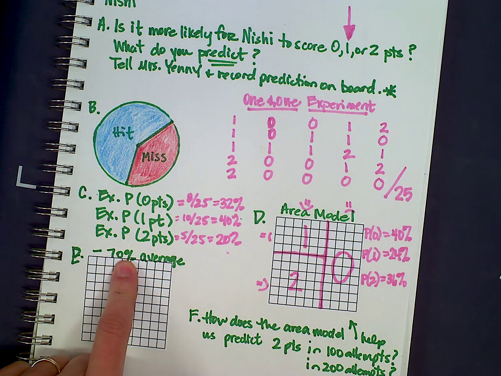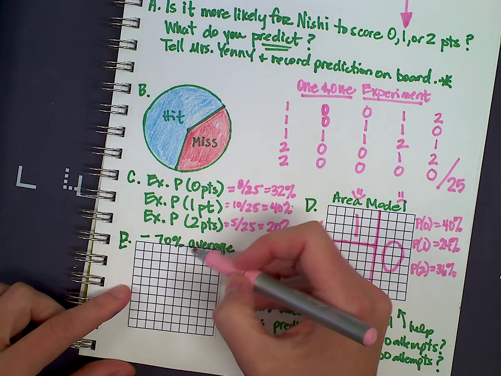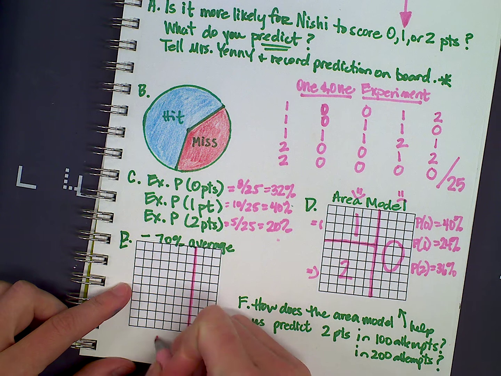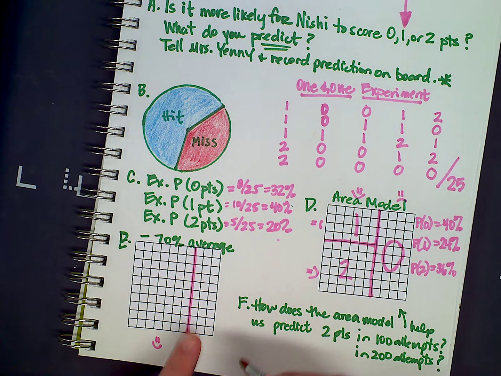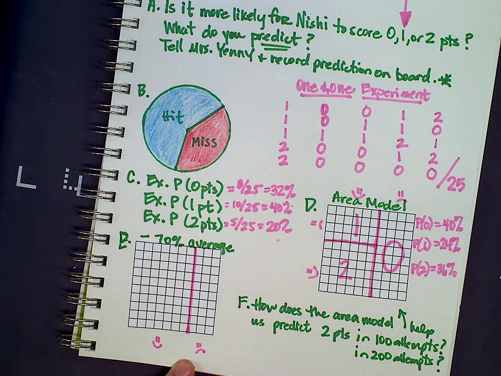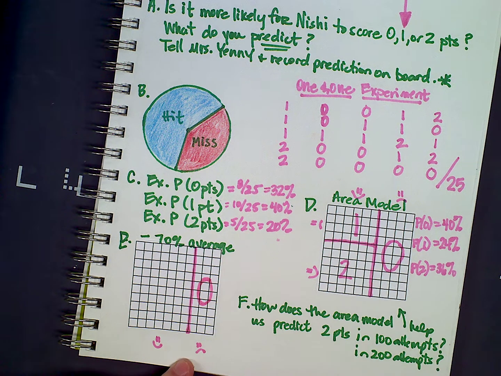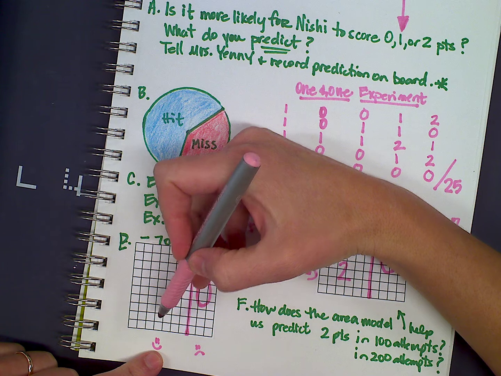Alright, in question E, you had to figure out how it would affect the outcome if Nishi actually had a 70% average instead of a 60% free throw average. So we're just going to adjust our area model a little bit. This time she has a 70% chance of making her first shot, and so I'm going to again indicate that this section represents that she made it with a smiley face, and this section represents that she missed it. This is still a 1-in-1 free throw situation, so if she misses it, she still has earned 0 points. But if she's made it, she's earned her chance at a second shot.